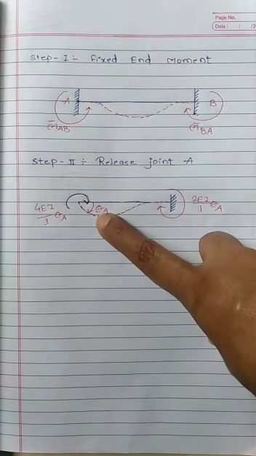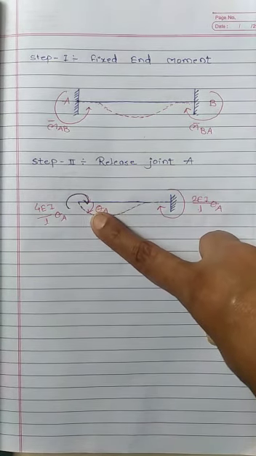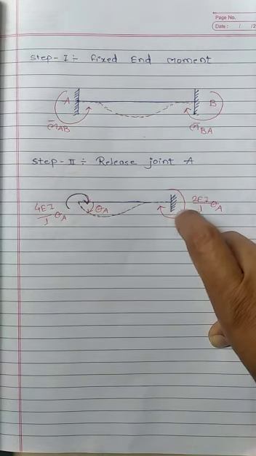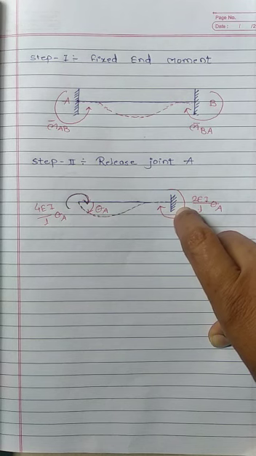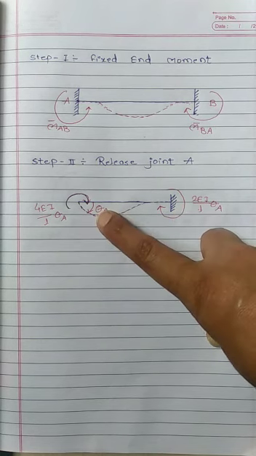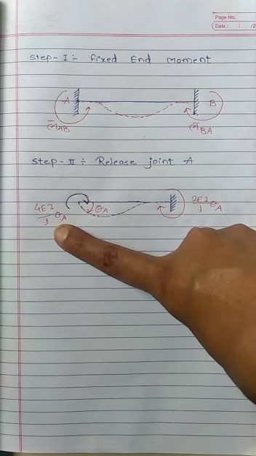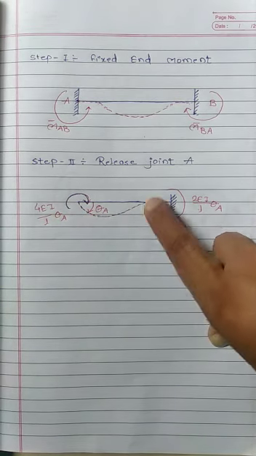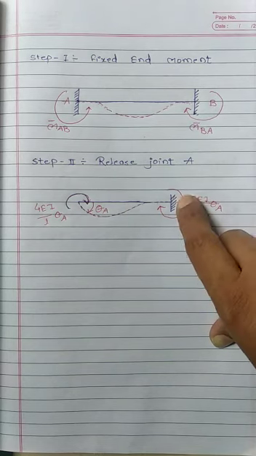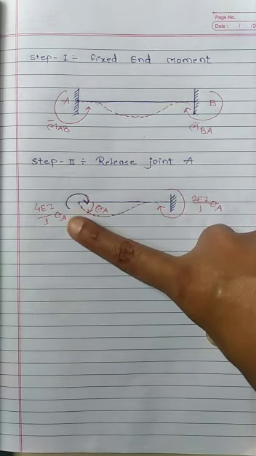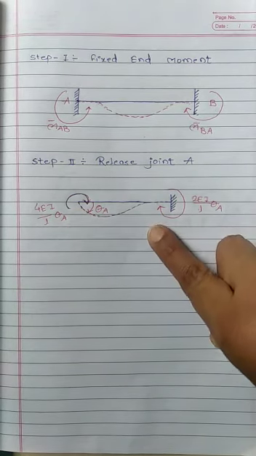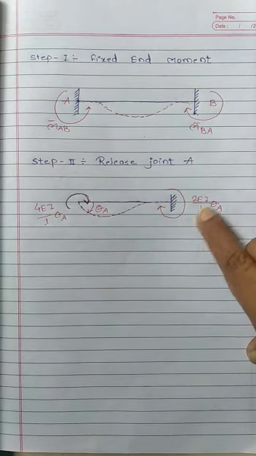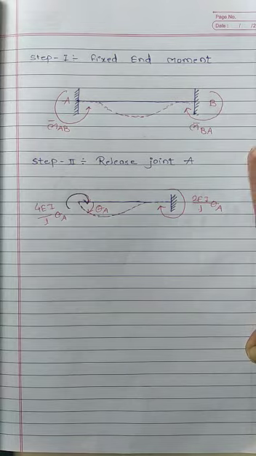If we release it, we will have the slope theta A at A, and this is the fixed joint B. Due to this slope, it will be subjected to a moment of 4EI by L theta A at A. And in case of a beam, if one end is fixed and the other is free, half of the moment is transferred to the fixed end. So half of this will be transferred to B, that is 2EI by L theta A.